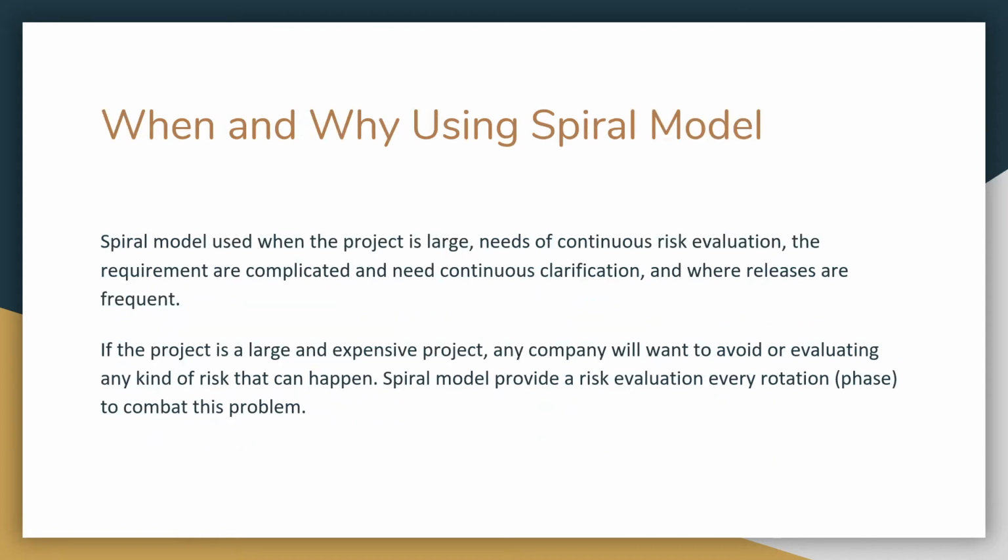When and why using a spiral model? So, spiral model is used when the project is large, needs continuous risk evaluation, the requirements are complicated and need continuous clarification, and where the releases are frequent. If the project is a large and expensive project, any company will want to avoid or evaluate any kind of risk that can happen. Spiral model provides a risk evaluation every rotation or phase to combat this problem.